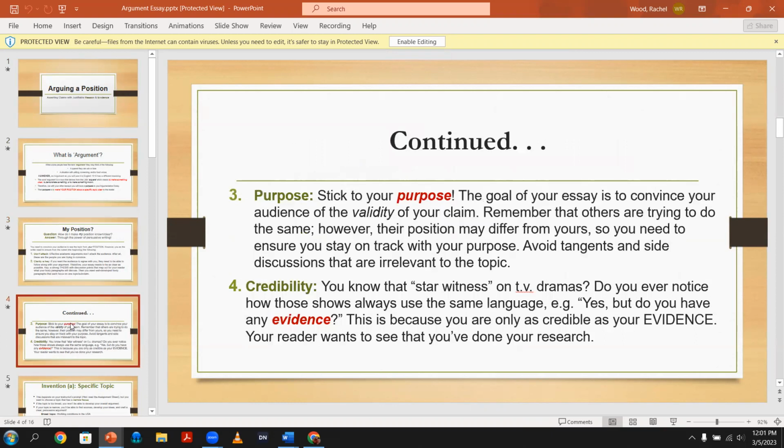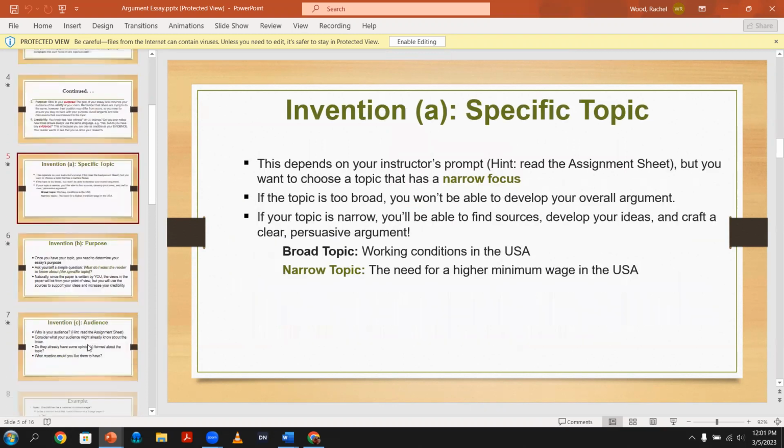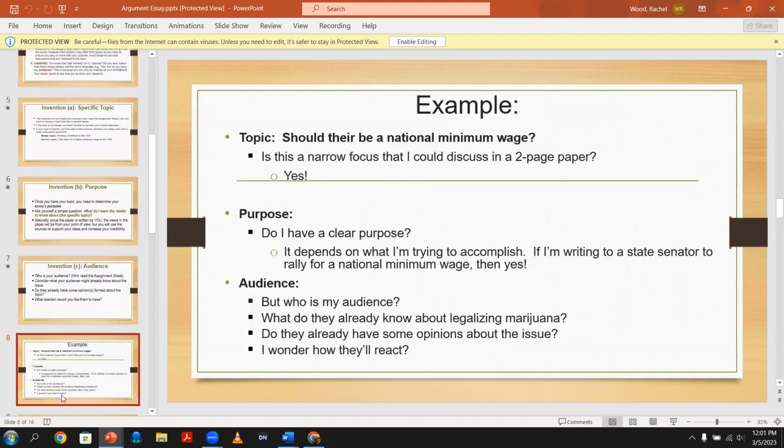So you want to stick to your purpose. You want to make sure that it's credible. That's important. And again, you have to be specific. And all these things I just talked about when writing a thesis statement. But topic, should there be a national minimum wage? Is this a narrow focus that you could discuss in a 2-page paper? Absolutely. Is your purpose clear?